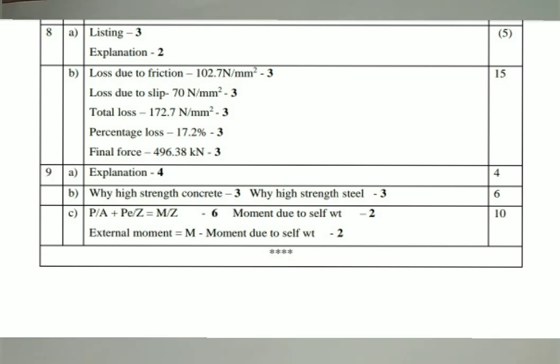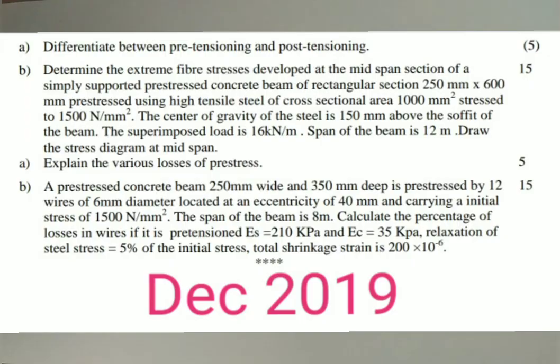In this question, you can find out the total moment using the equation P by A plus PE by Z is equal to M by Z. There, the M is the total moment, that is the moment due to dead load as well as the external moment. So, in order to get the external moment, you have to subtract the dead load moment from the total moment.